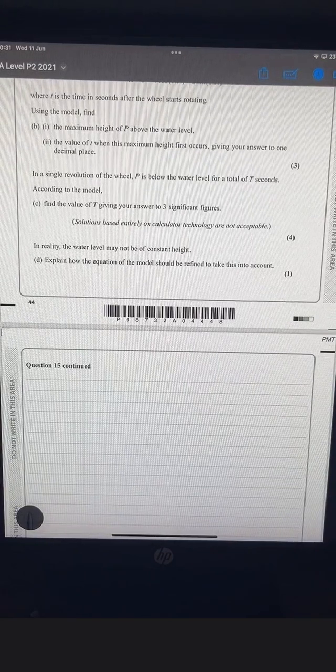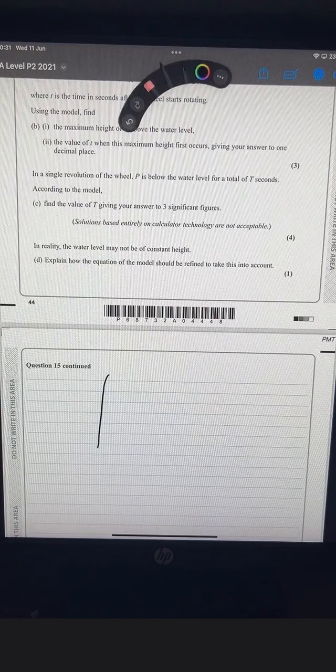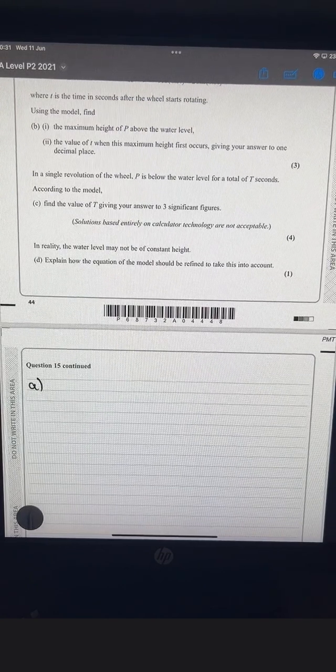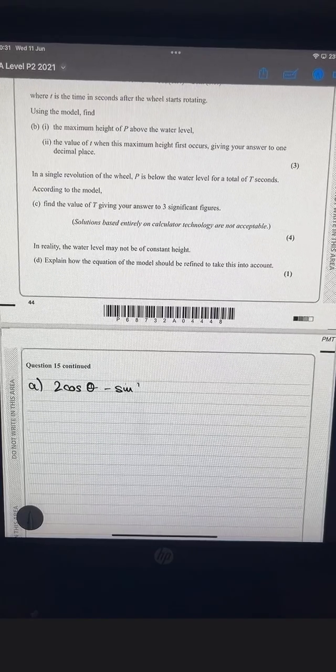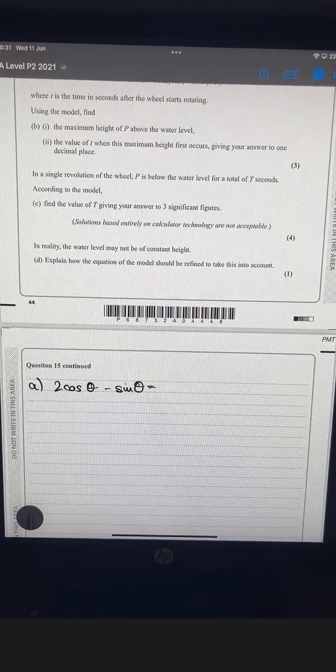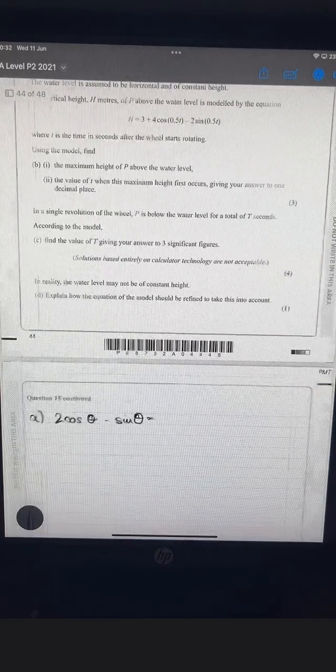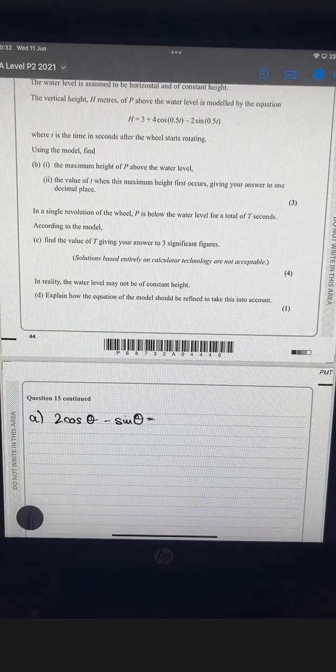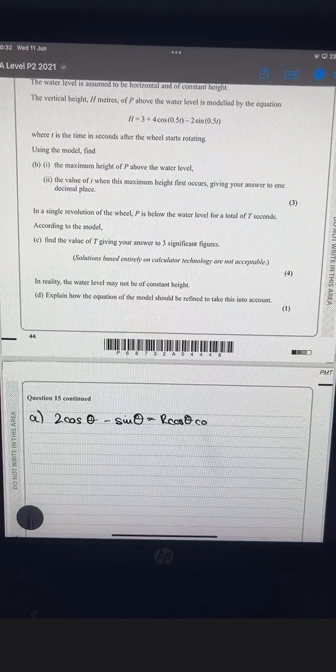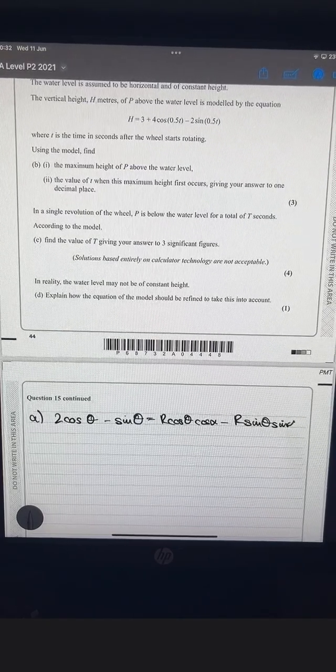So question A, the expression they gave me was 2 cos theta minus sine theta. They want it in the form r cos(theta plus alpha), right? So I'm going to use my cos addition law. So that's r cos theta cos alpha. Remember, because we're adding, the cos law says it's minus r sine theta sine alpha. And remember to multiply both things by r, okay? So r is not the square root of 3. It's not. You'll see why.